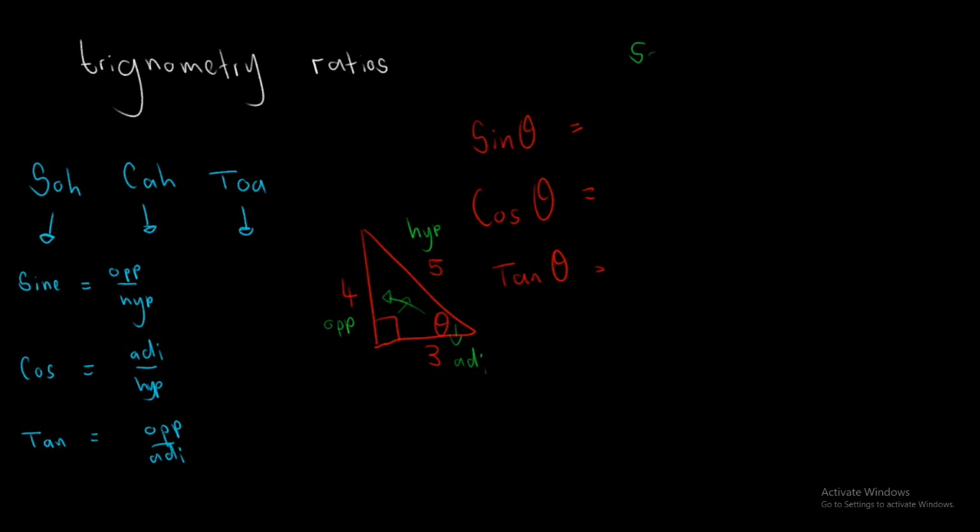Now, if we use SOHCAHTOA, we can see sine is opposite. So sine of theta is 4 over hypotenuse, 5. What about cosine theta? Well, cosine is adjacent over hypotenuse. So adjacent is 3 over 5. And then we have tangent theta, which is opposite over adjacent. So it's going to be 4 over 3.